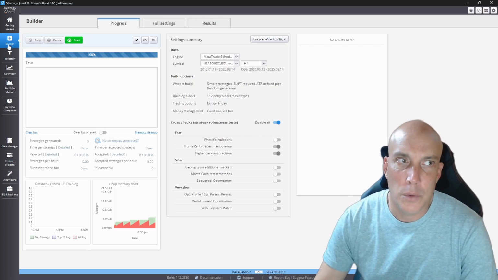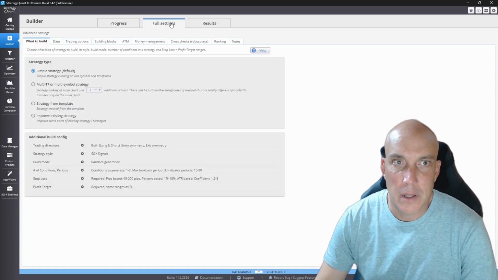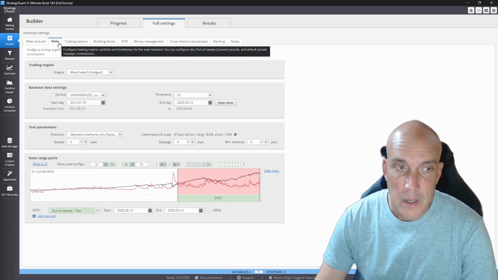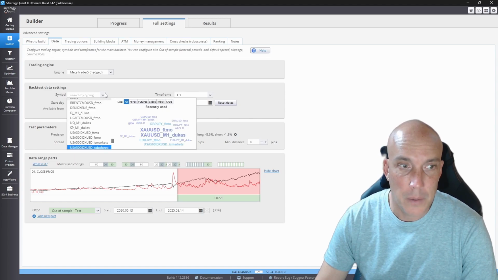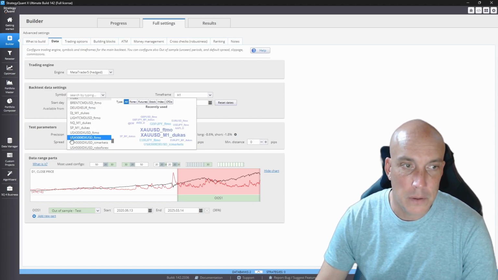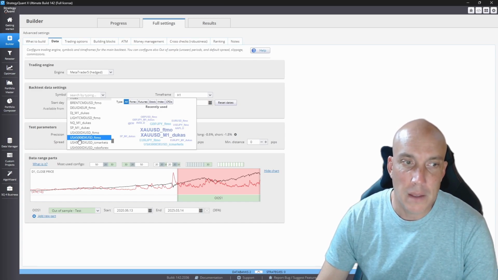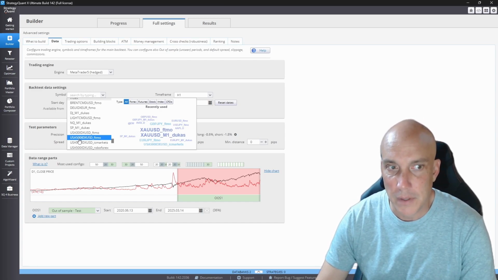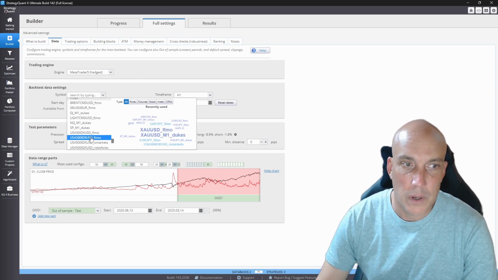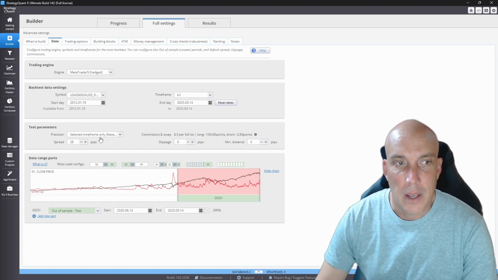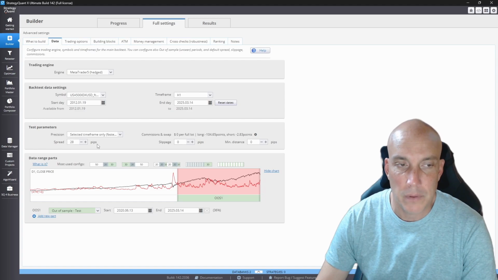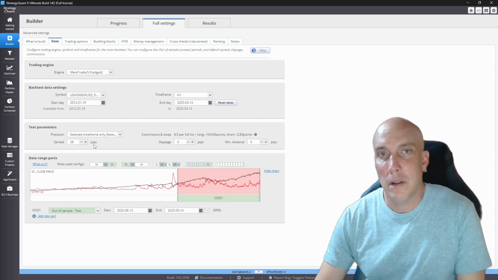Okay, let's go to the builder, and then we're going to click on full settings, go to data, and then we're going to look right here at the symbols, and we're going to look at this one. So it says USA 500. What that means is S&P 500. That's a CFD. And then we're going to click on this one, which is FTMO, the prop firm. That's the data from it. Click on that. And we see right here it says the spread is 28 pips. So that's in between the buy and the sell, right?